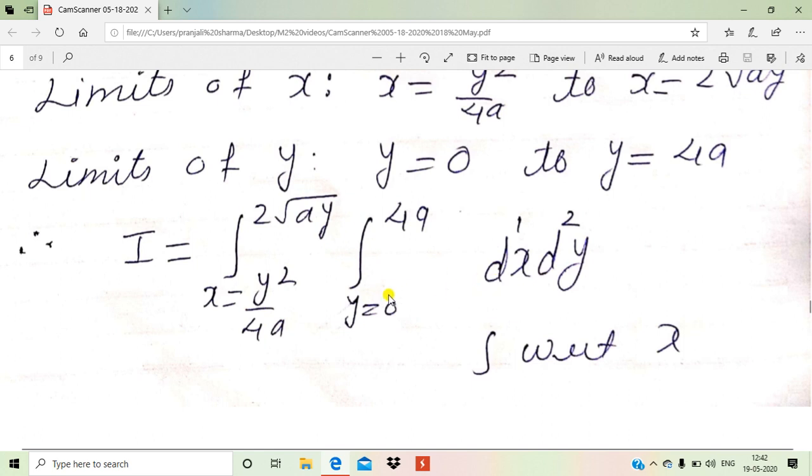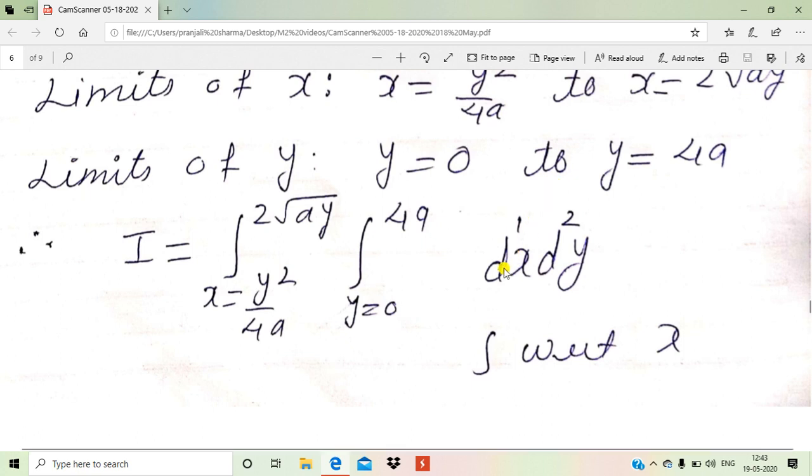Now we can see that x has variable limits. X has the values which are variables, and the values of y are constants. Therefore we now have to first integrate with respect to x. Instead of integrating with respect to y first, we now have to integrate with respect to x first. So this is the change of order of integration. Now we have to evaluate the integration.